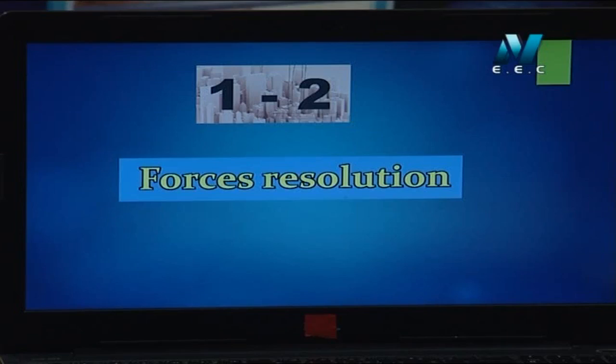My dear students, we are going to study the next lesson, which is forces resolution. The last lesson was: if we have two forces, F1 and F2, we want to find the total force, which is called the resultant here, and theta is the angle of inclination of the force R on the first force F1.